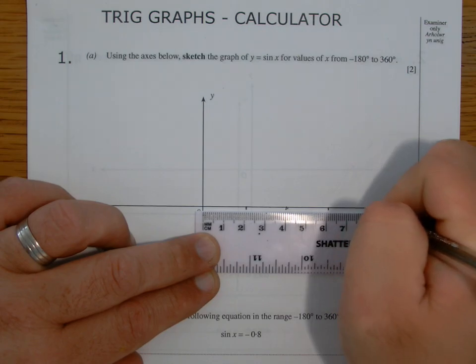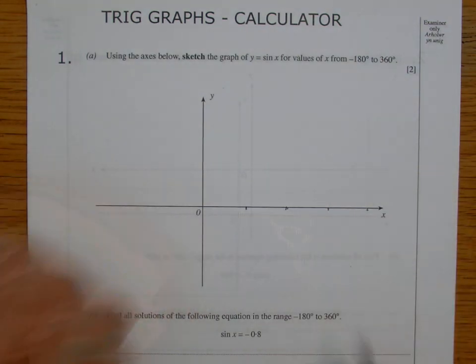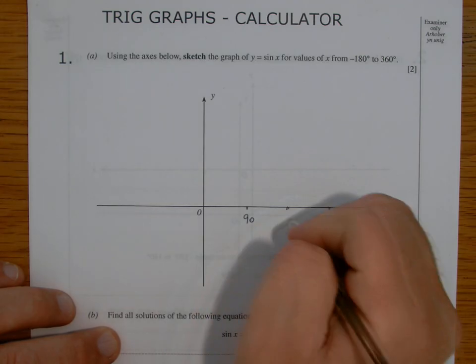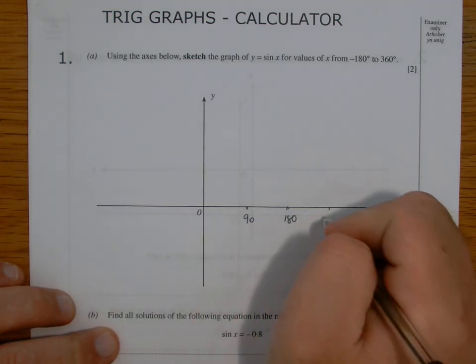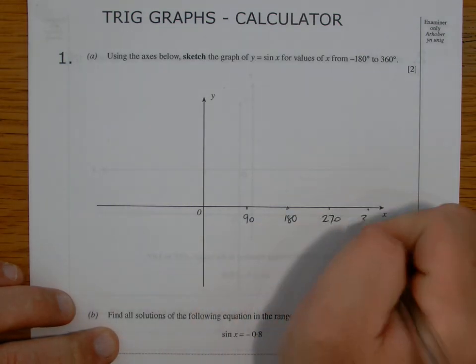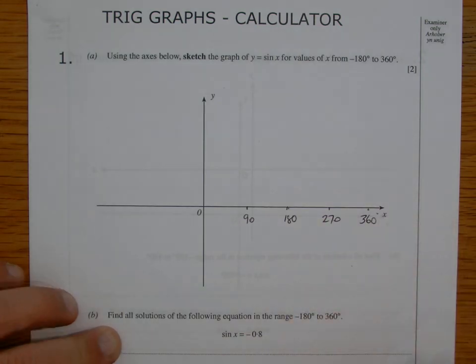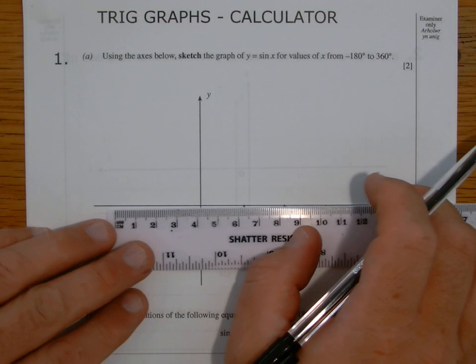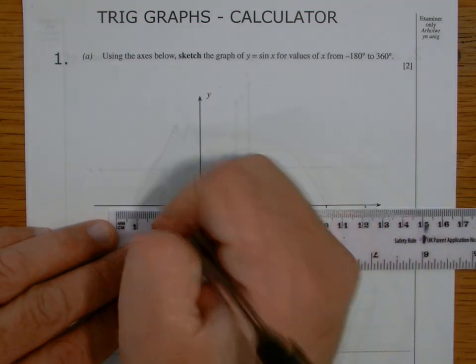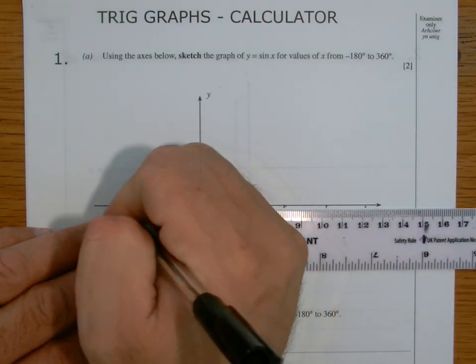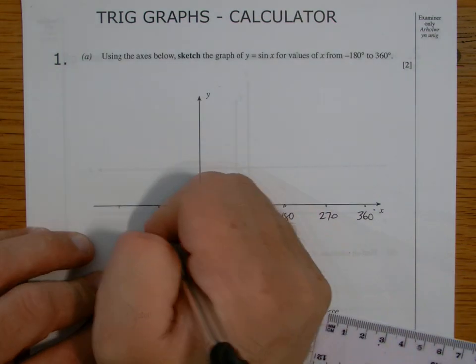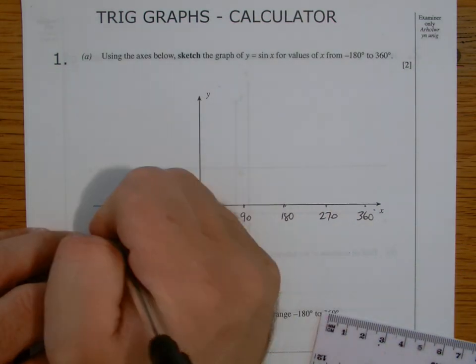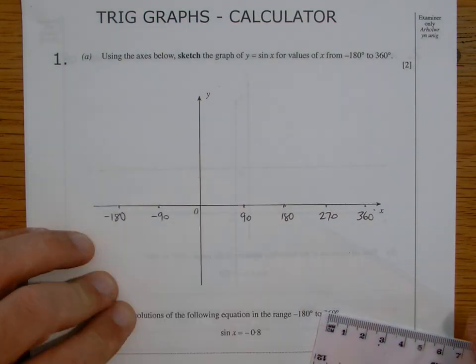2, 4, 6, and 8. Okay, so that will be then 90 degrees, 180 degrees, 270 degrees, and 360 degrees. And then obviously we need to go back to negative 180. So we're going to have 2 there, another 2 here. So that will take me to minus 90, minus 180.